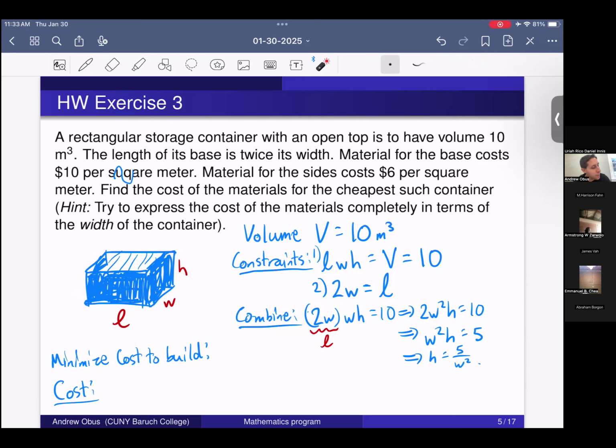So let's first talk about the bottom. The base costs $10 per square meter. So what is that in terms of our variables? How do we write the cost of the base? Let's have a little basic geometry here.